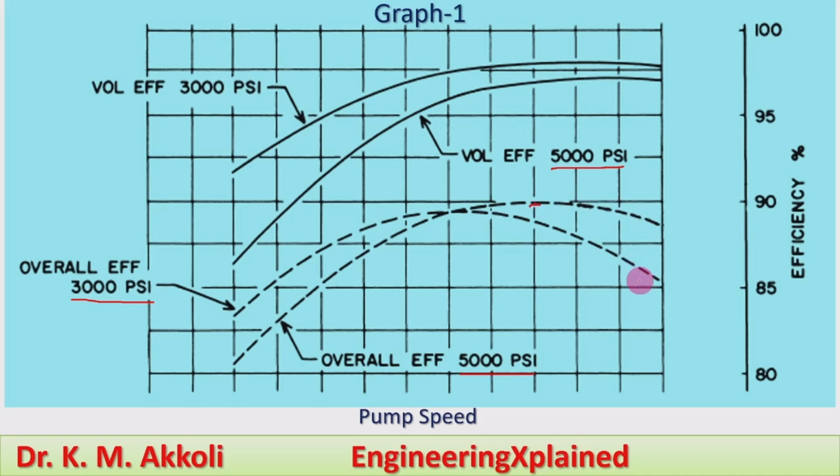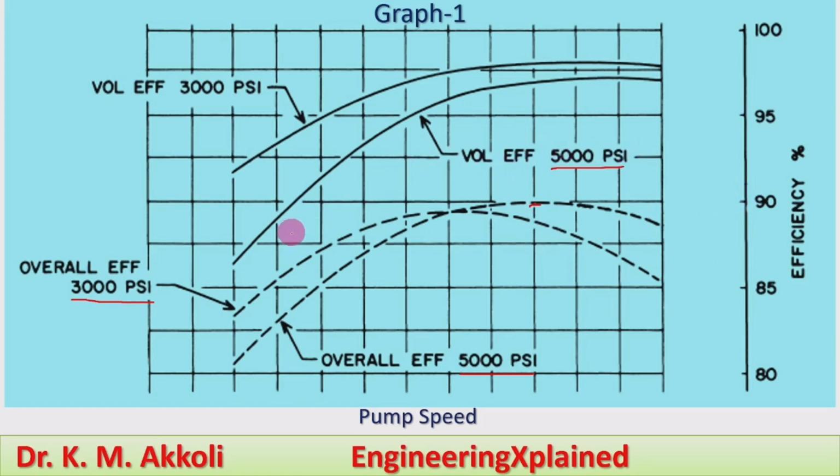We can observe that for the 3000 psi pressure, the minimum will be less than 85%, and the maximum will be reaching somewhat less than 90% overall efficiency. And for 5000 psi, the minimum efficiency will be around 80% and the maximum reaches about 90% overall efficiency.